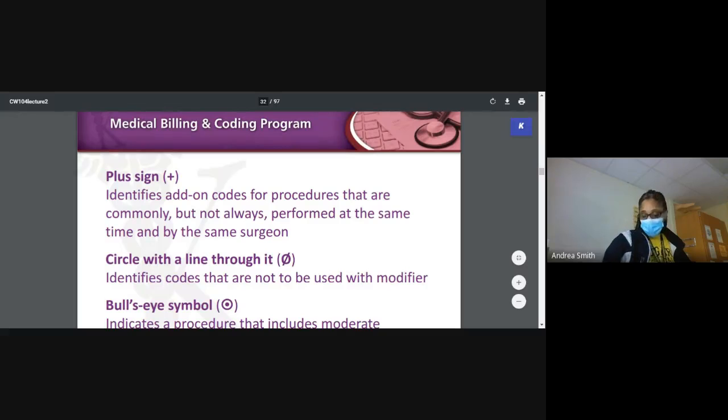The plus sign. So if you go over to 311 and look up to code 74301, that identifies an add-on code. So this identifies an add-on code for procedures that are commonly but not always performed at the same time and by the same surgeon.